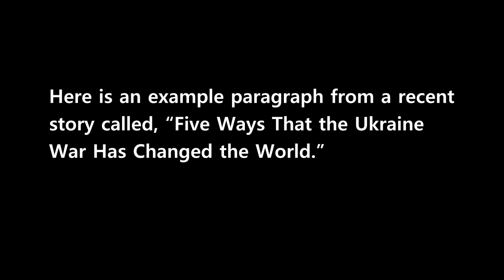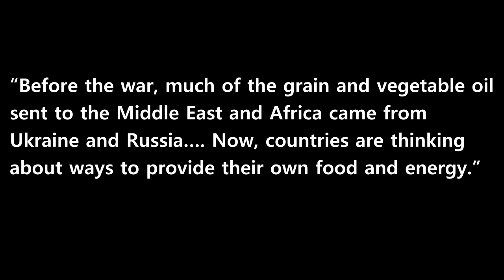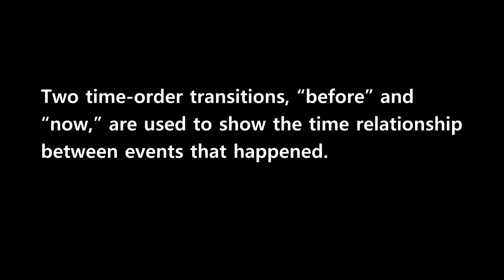Here is an example paragraph from a recent story called 5 Ways That the Ukraine War Has Changed the World. What transitions are used? Before the war, much of the grain and vegetable oil sent to the Middle East and Africa came from Ukraine and Russia. Now countries are thinking about ways to provide their own food and energy.